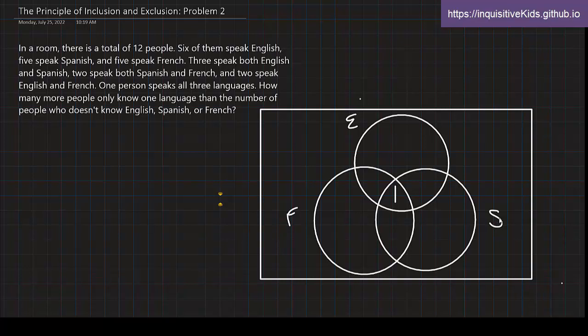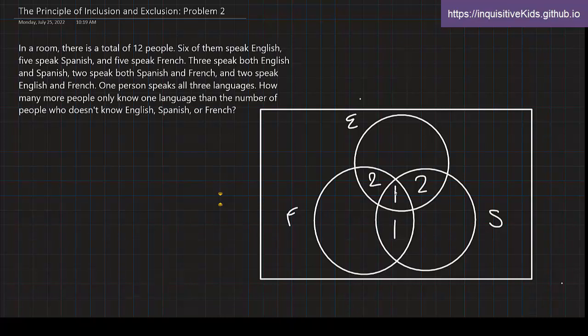So it says that 3 people speak both English and Spanish. That would be this area right here, this almond shape. But 1 person is already written down, meaning we subtract 1 from 3, meaning that this area is 2. Now it says that 2 speak both Spanish and French. But 1 of the 2 is already written down, meaning that over here this is 1. And 2 people speak English and French. But 1 person is already written down, meaning we subtract 1 from 2, and this is 1. So now we have all of the overlapping areas done.